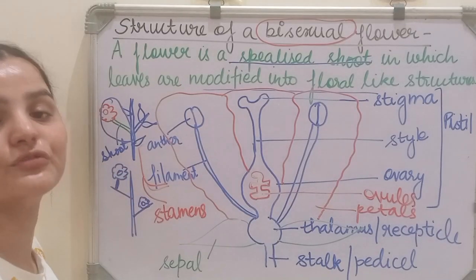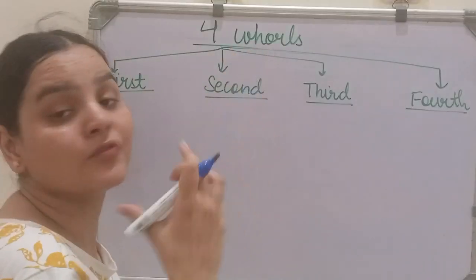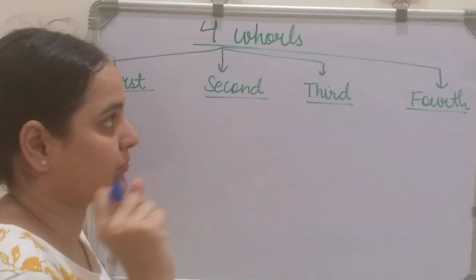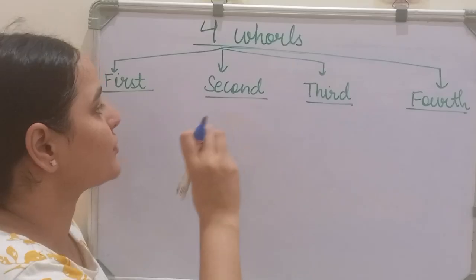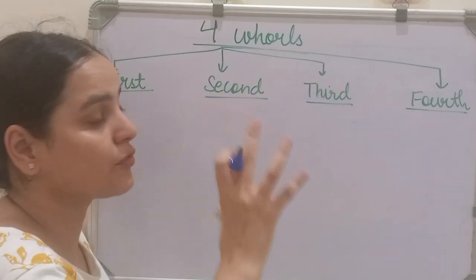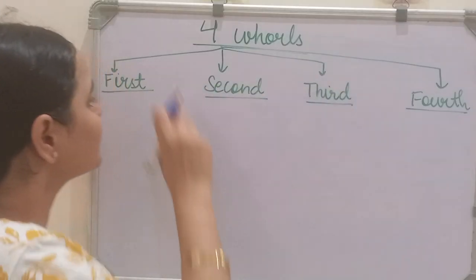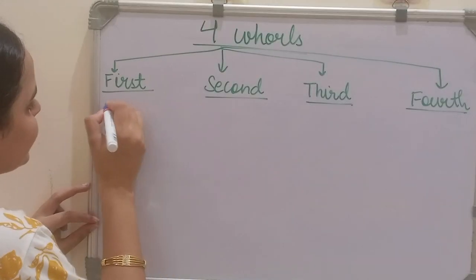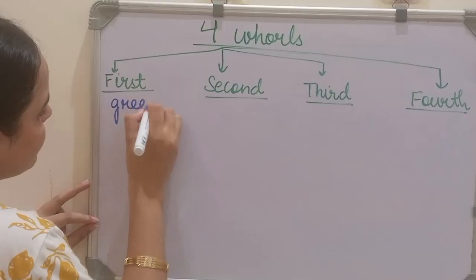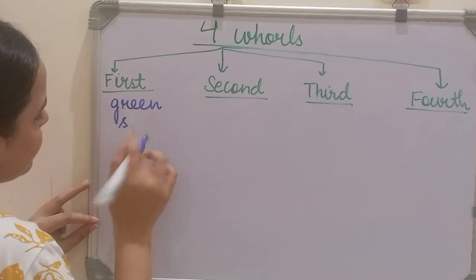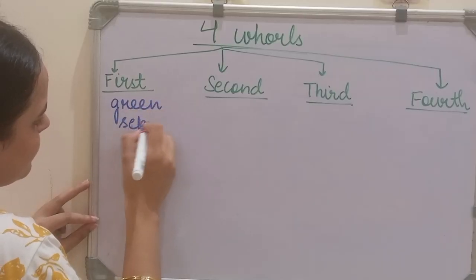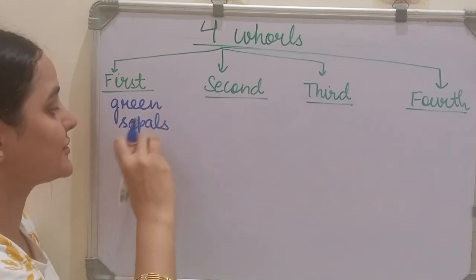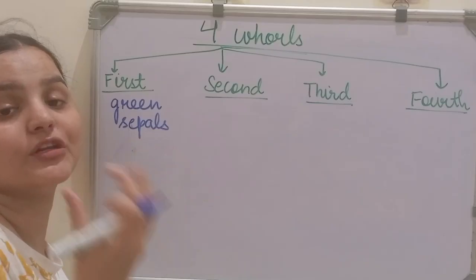Now let's move to our next topic. Let's study the four whorls of a flower. The word whorl means circular rounded form. So a flower consists of four whorls, means four rounded forms. So the first whorl includes the green sepals, which are collectively known as calyx. Means this group of sepals are collectively called as calyx.